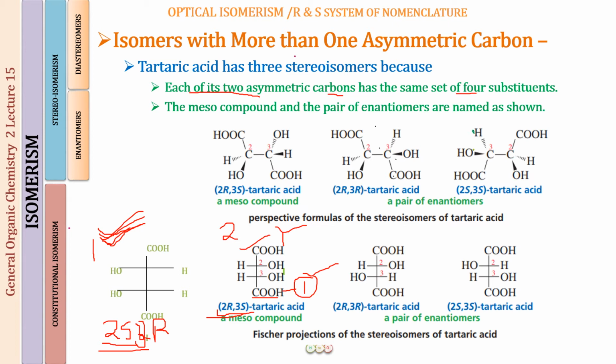And when I'm going to start from this side, if you see now what is going to be the configuration, now this would become C2. If this becomes C2, well, this has what configuration? Well, this is going to have an S configuration, right? And this was having an R configuration. So this would become a 2S and a 3R. 2S, 3R tartaric acid. And this compound and this compound, well, they have the same name now. So they are identical molecules.